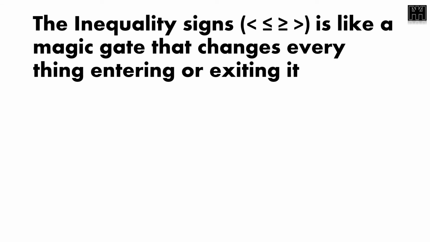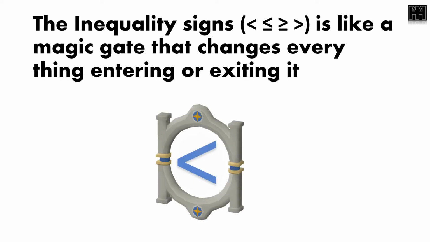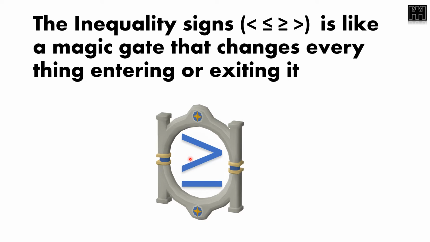The inequality sign is like a magic gate that changes everything entering or exiting it, just like the equal sign, as you remember. You remember our magic gate? They work just like the equal sign. If we have a positive number, when it goes to the other side it will be a negative number. As 1 was positive 1, when it goes to the other side, it becomes negative 1. Now it's just another inequality sign.